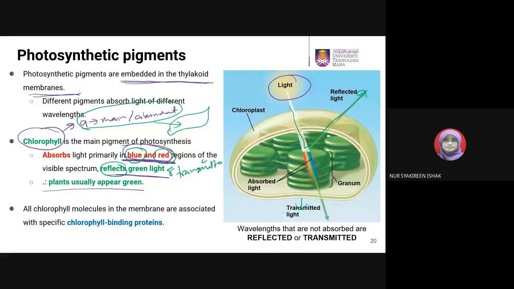Okay, so that is for chlorophyll A and also for chlorophyll B juga. Tapi chlorophyll B is not the main. Chlorophyll B kita panggil dia sebagai accessory pigment. Alright. So all chlorophyll molecules in the membrane are associated with specific chlorophyll binding proteins. Nanti kita tengok photosynthetic pigment bukannya free, embedded in the thylakoid membrane sekali dengan sejenis protein yang kita akan tengok kejap lagi. So that's why dia kata kat sini chlorophyll binding protein.